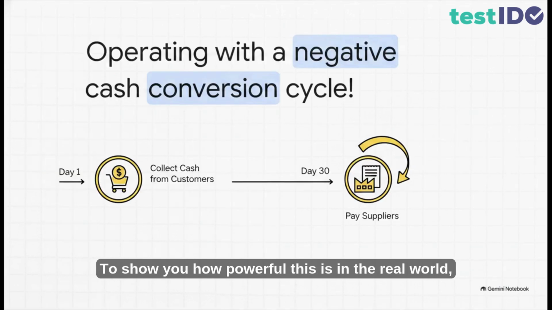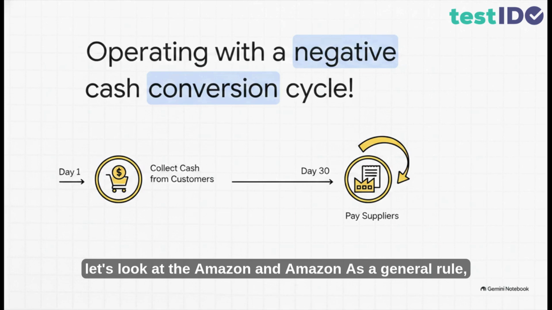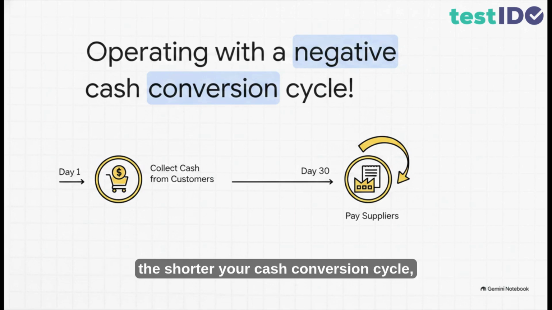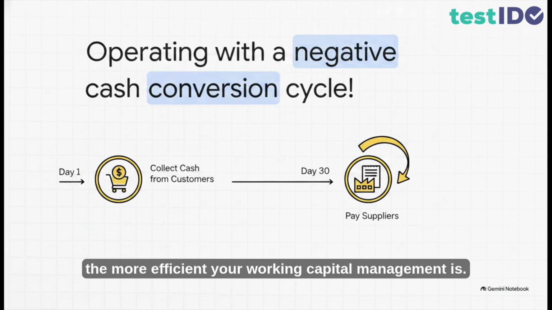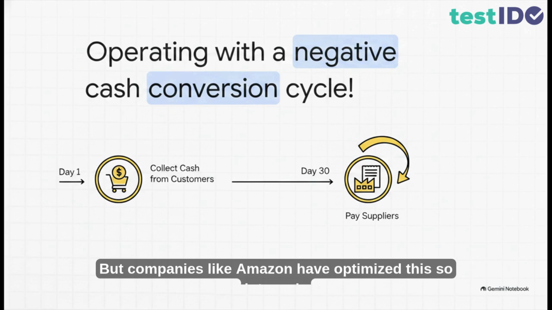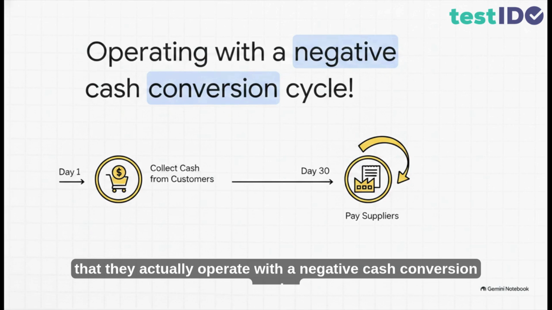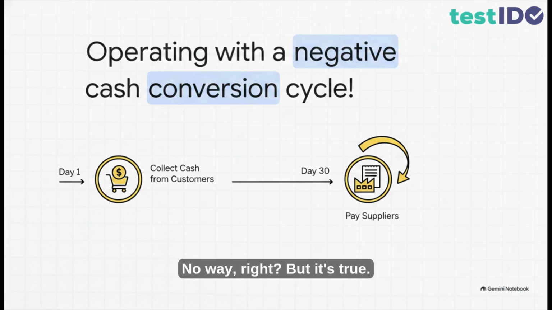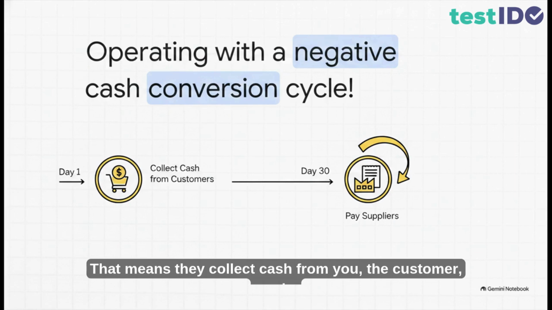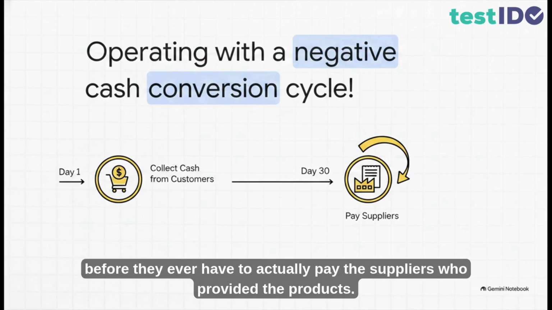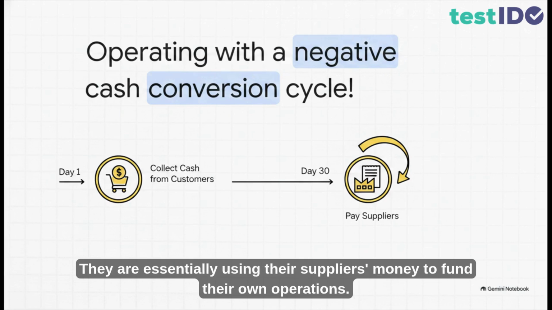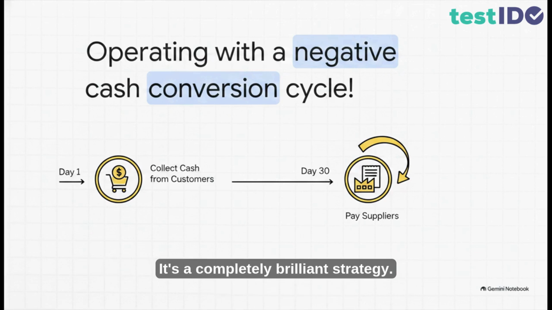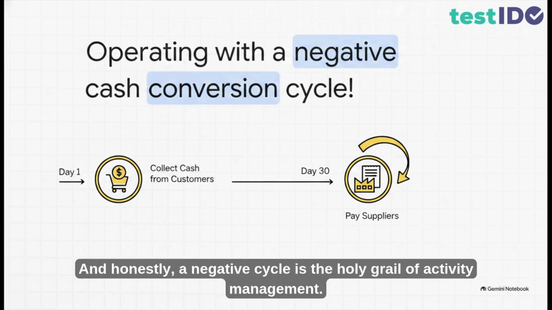To show you how powerful this is in the real world, let's look at the Amazon advantage. As a general rule, the shorter your cash conversion cycle, the more efficient your working capital management is. But companies like Amazon have optimized this so intensely that they actually operate with a negative cash conversion cycle. No way, right? But it's true. That means they collect cash from you, the customer, weeks before they ever have to actually pay the suppliers who provided the products. They are essentially using their suppliers' money to fund their own operations. It's a completely brilliant strategy, and honestly, a negative cycle is the holy grail of activity management.